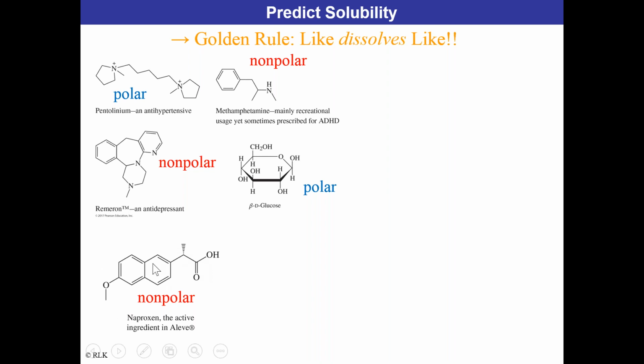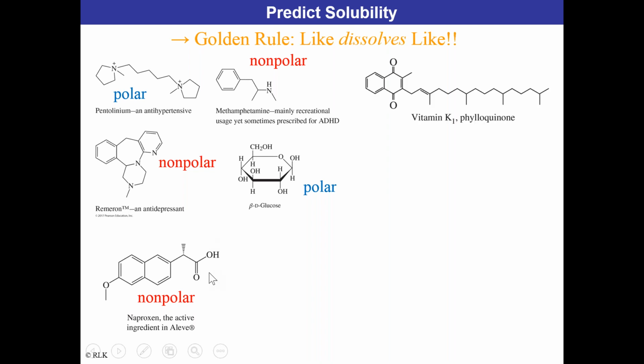It's completely overwhelmed. If this happened to be charged, then you might have more of a tendency toward it being polar. But in this format, you don't have charge like you do in the upper left here for the pentylenium anti-hypertensive polar molecule. So you would say that the non-polar character of this molecule, naproxen, is going to overwhelm the polar character that exists with that carboxylic acid functionality on the right-hand side.